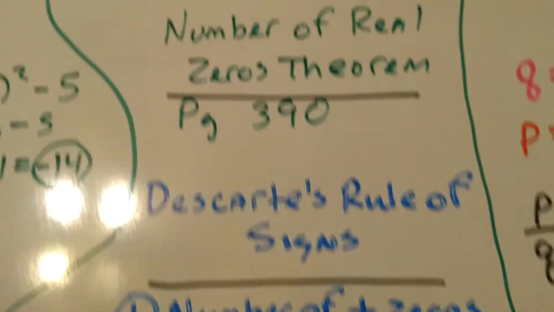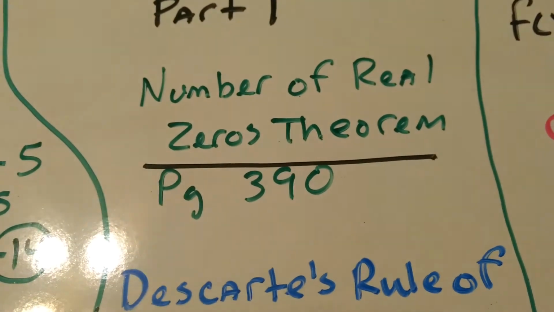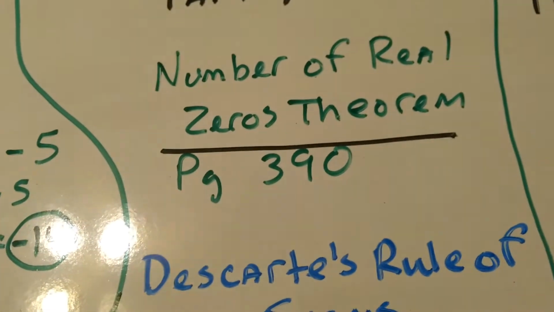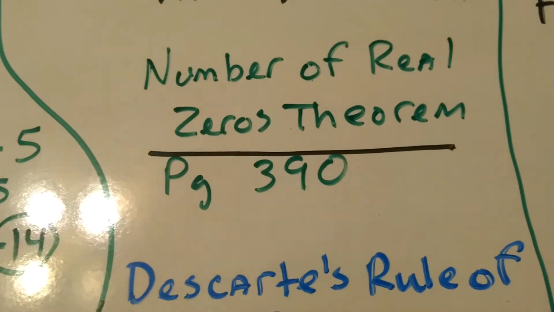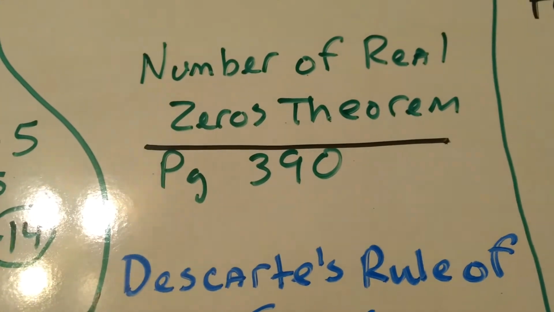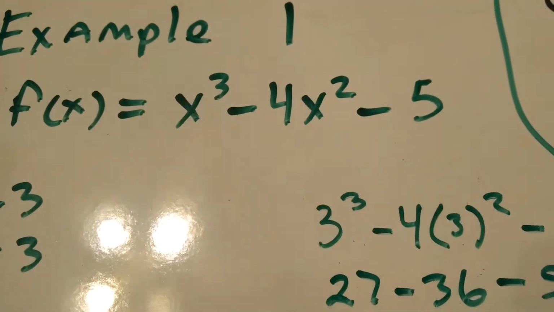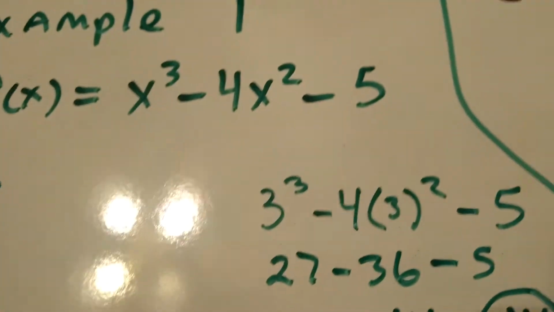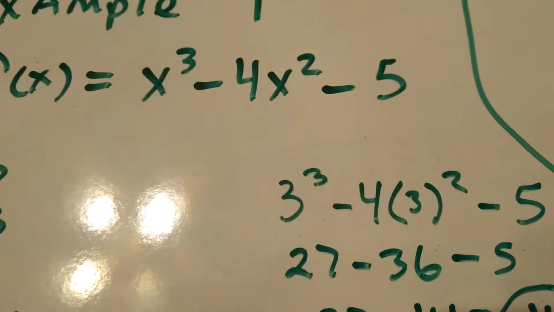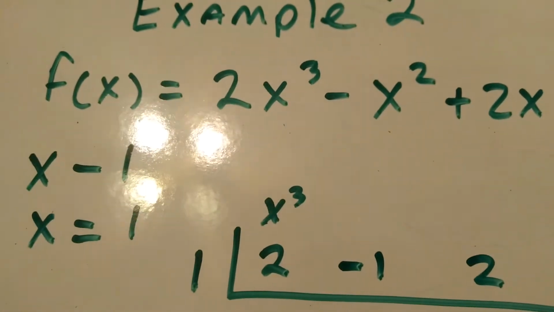Then we come to the third theorem, and it's the number of real zeros theorem. It's on page 390. And all it says is that the highest degree of your polynomial indicates the most amount of zeros that you can have. So for instance, example 1, we have x cubed minus 4x squared minus 5. The fact that 3 is the highest degree tells us that we can have at most 3 zeros, 3 factors. Same thing with this one.